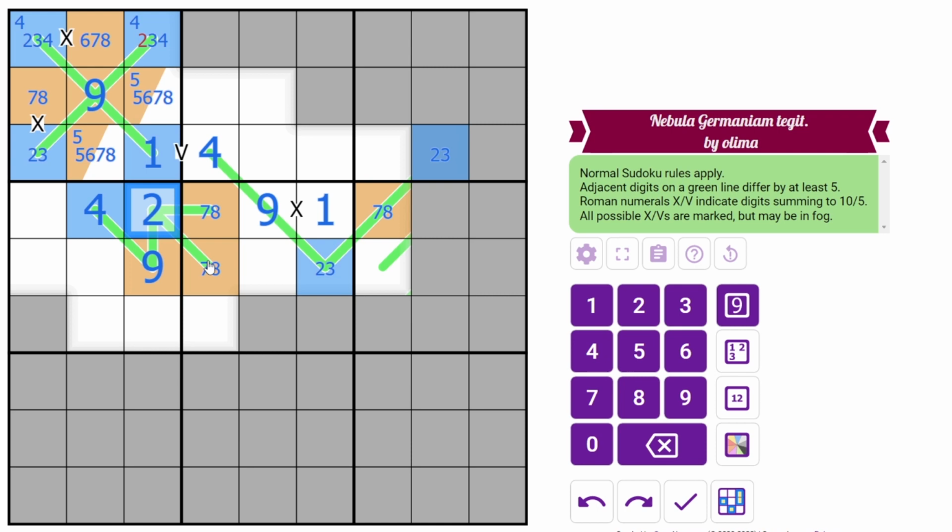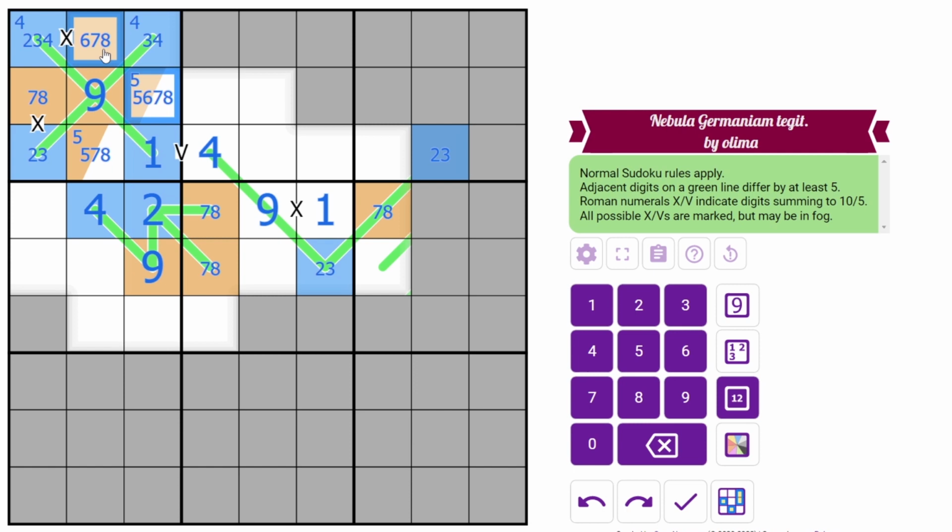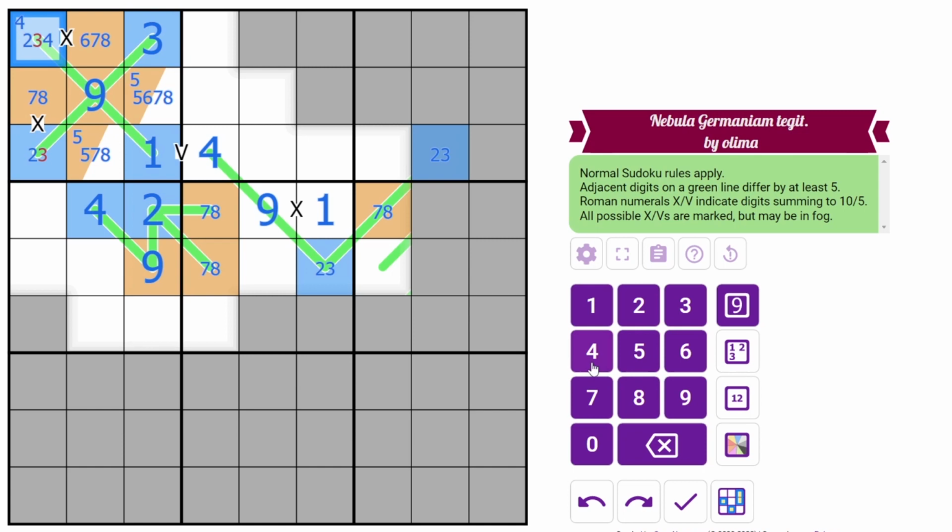This 4. This cannot be 6 because I don't see any 8 here, and that will break the constraint of 6. Oh, this 2 has removed these 2 from here. So 6 is one of these 2. This cannot be 4, right? When we remove 6 from here, 6 is from one of these 2. So now this cannot be 4, because if this is 4, whichever is 6, the negative 10 constant will be broken. So this cannot be 4. This has to be 3.